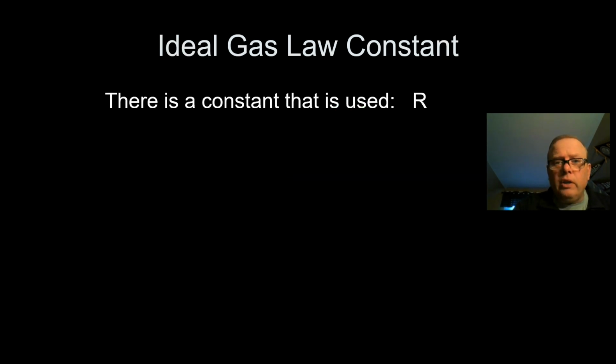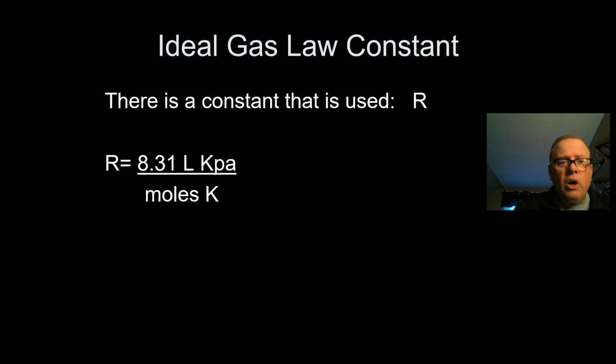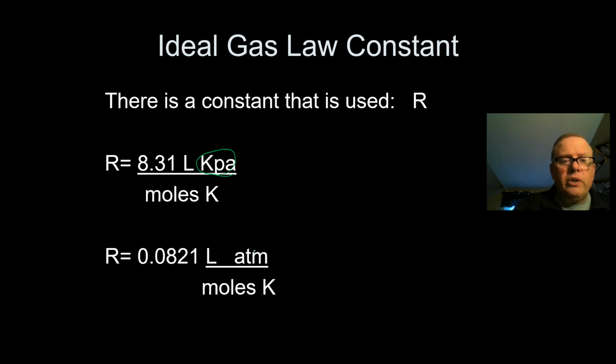There's going to be an R in this. R is the ideal gas law constant. I want you to put it on the back of your periodic table. It's always going to be available to you. You need to get comfortable working with it and what it is. It is a constant. So R is 8.31 liters times kilopascals over moles times Kelvin. Notice that pressure here is in kilopascals. R can also be 0.0821 liters times atmospheres over moles times Kelvin. So why give you two? Because sometimes you're going to be in kilopascals, sometimes you're going to be in atmospheres. You may as well have both. That way you can use either one and you don't have to waste time going between the two.